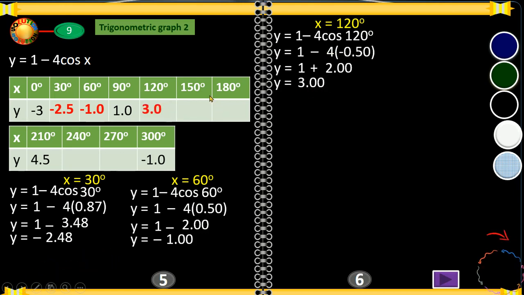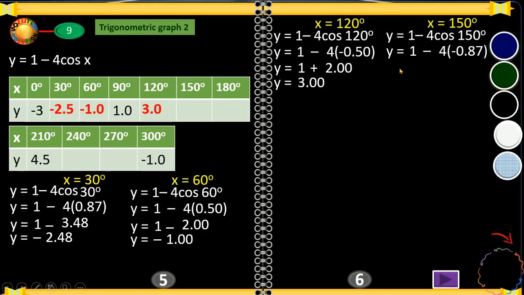We are going to do the same thing for x is equal to 150 degrees. If x is equal to 150 degrees, anywhere we see x in the equation, we replace it with 150. Then we are going to find the cos 150. That gives a minus 4. Cos 150 is minus 0.87. Simplifying further, 1 minus, that will give us a 3.84 plus. Then adding that, we have 1 plus 3.84 gives us 4.84, which is approximately 4.8 to 1 decimal place.